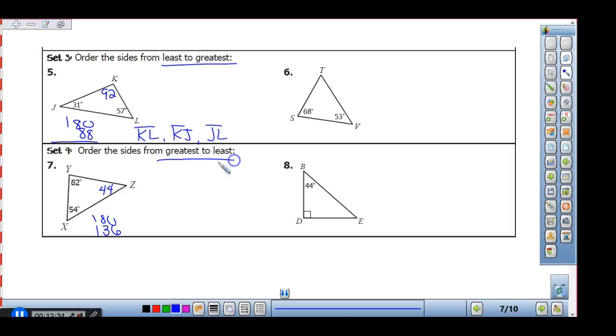So now they want greatest to least. The biggest is going to be XZ, it's across from 82. Next one's going to be YZ, it's across from 54. And my shortest? XY or YX, either one I would take.